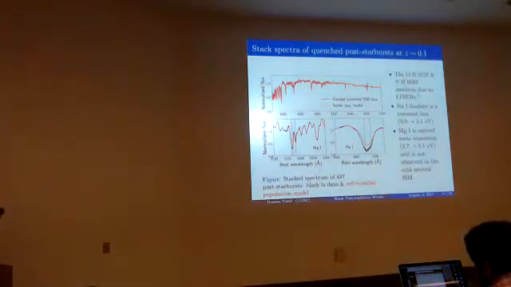So here is an example of my stack for the quiescent post-starburst galaxy. The data is shown in black, and in red I'm showing the stellar population model. Post-starburst galaxies are galaxies with no emission lines, so we don't see H alpha emission. This is nitrogen II. But we see strong hydrogen lines. That tells us these are recently quenched galaxies.